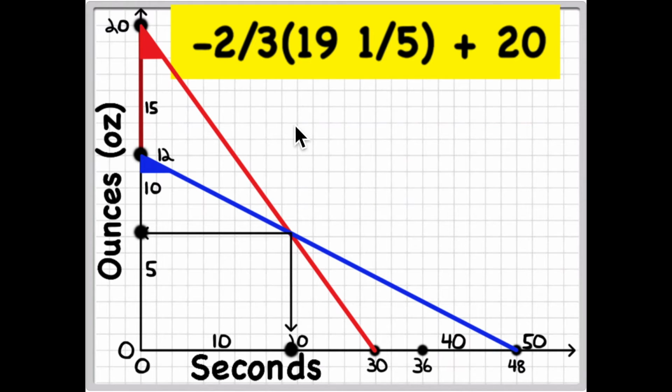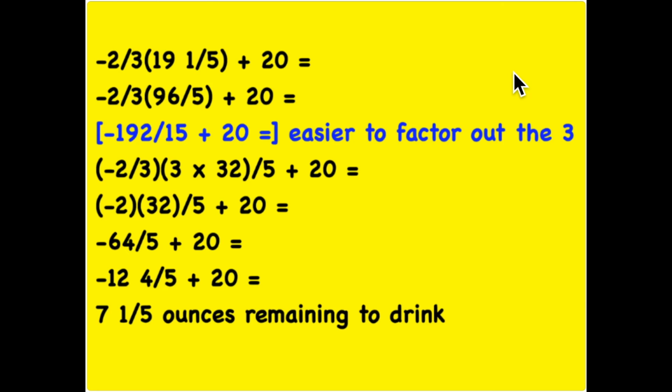Diego has to be the same. He's going to end up with 7 1/5 ounces to drink at 19 1/5 seconds. In those 19 1/5 seconds, he drinks 2/3 of an ounce every second. So that's 19 1/5 times 2/3. And then you subtract that from the 20. And you're going to also end up with 7 1/5 ounces remaining to drink.